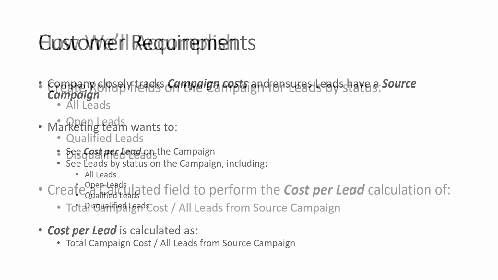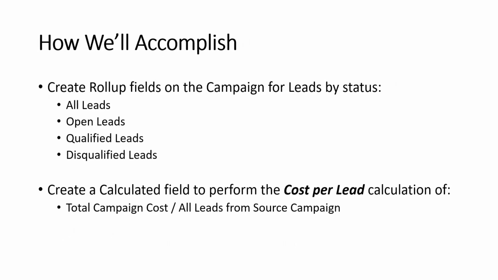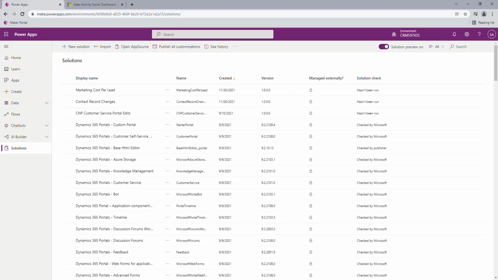So how did we achieve this? Pretty simple, straightforward approach. You're going to see me do most of this live here as we go through this video, or I guess not live because it's a video, but you'll see what I mean as we go through. We're going to create 4 roll-up fields on the campaign for leads by status. So all leads, open leads, qualified leads, and disqualified leads. And then we're going to create a calculated field to perform that total cost of campaign divided by the all leads from source campaign roll-up. And so that will be a currency based field that will then give us a currency value to show us the cost per lead. So let's dive in and look at how we can accomplish this.